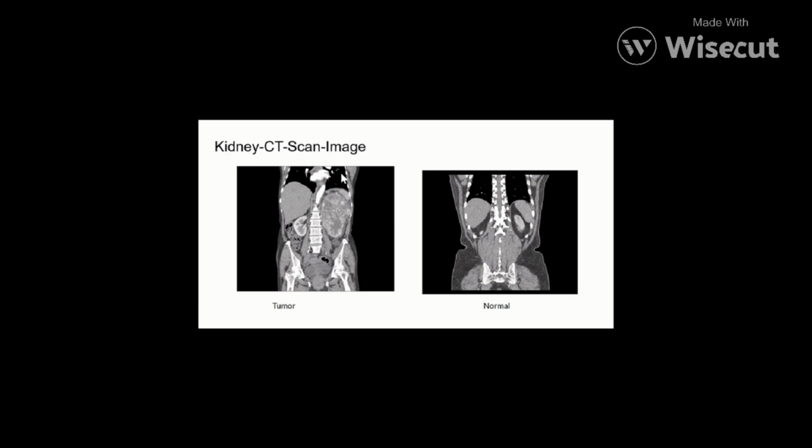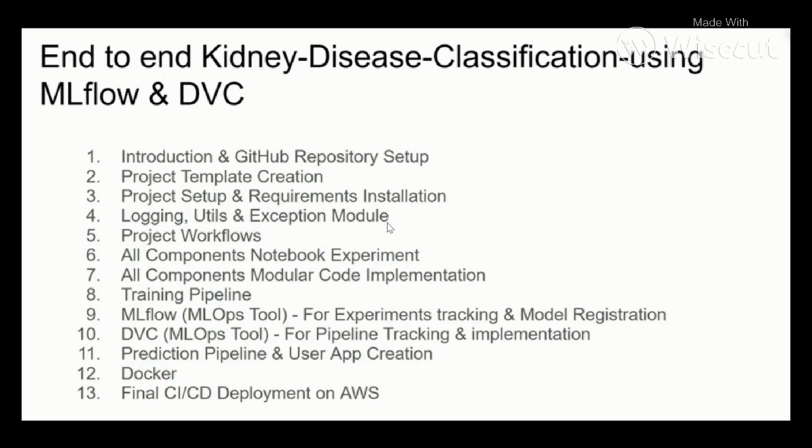Yes guys, I welcome you to the project. You can see an image of a CT scan of the kidneys. Given the kidney CT scan image of a person, the model should predict whether it has a tumor or not, meaning whether the person is unhealthy with a problem of cancer or not. This is the simple problem statement of the end-to-end project.